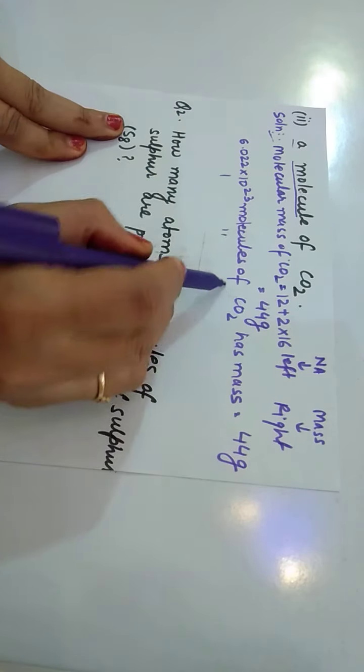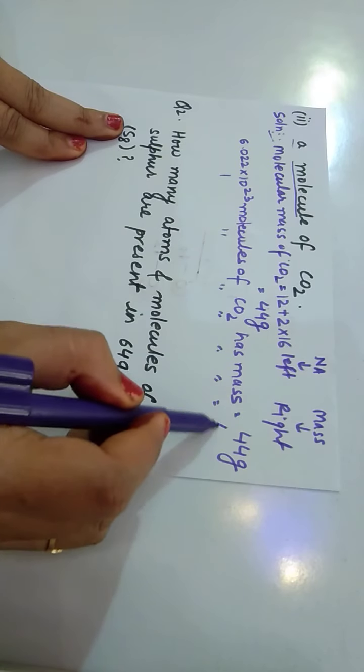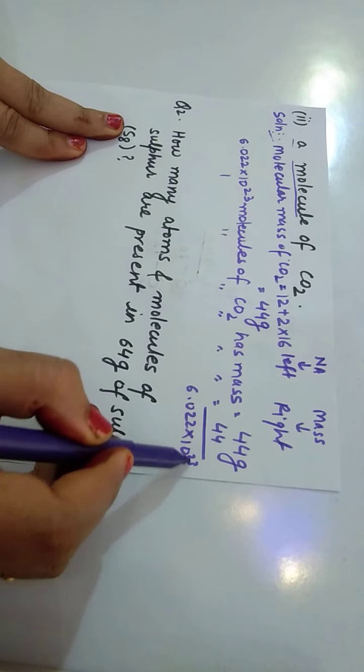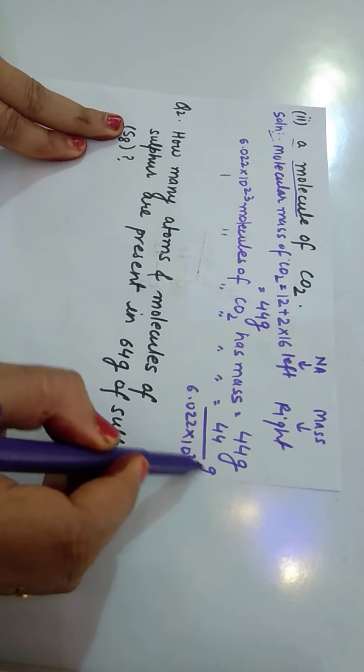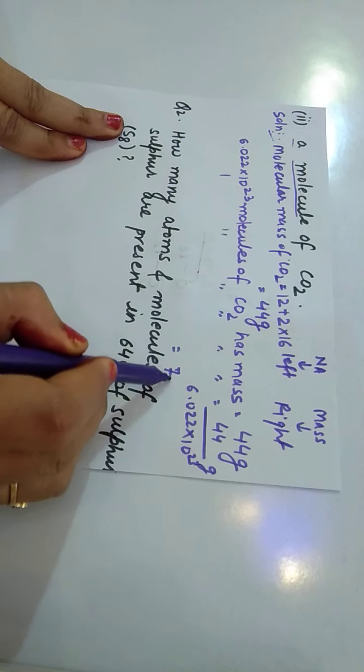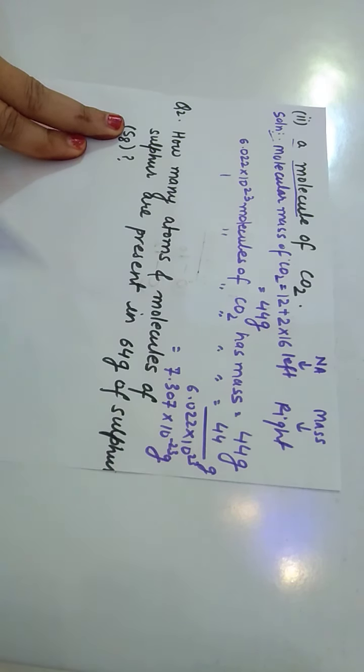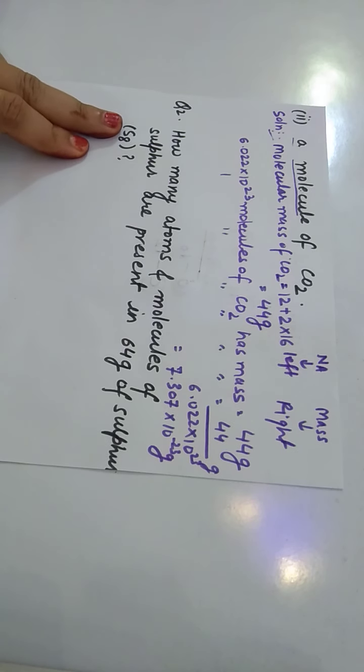So one molecule of CO2 has mass how much? 44 divided by Avogadro number. So it came out to be 7.307 into 10 to the power minus 23 gram. So this will be the answer.